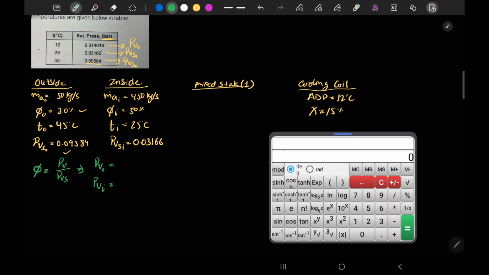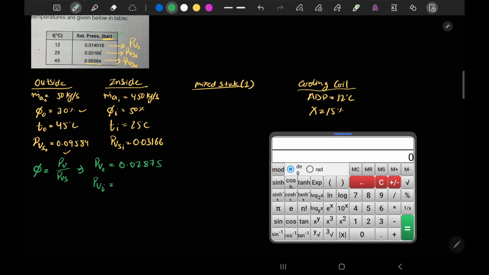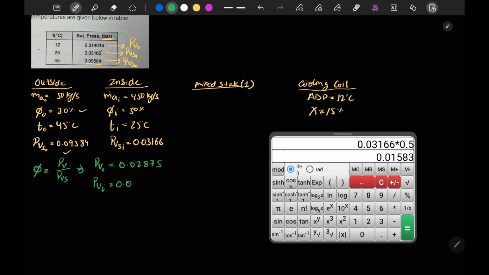If we want to calculate PV node, we take phi node into PVS node. PVS node is 0.09584 into 0.3. This comes out to be 0.02875 bar. The unit will be in bar only. Now for PVI, we do 0.03166 into 0.5. So we get the value as 0.01583. So this is our PV node and PVI.